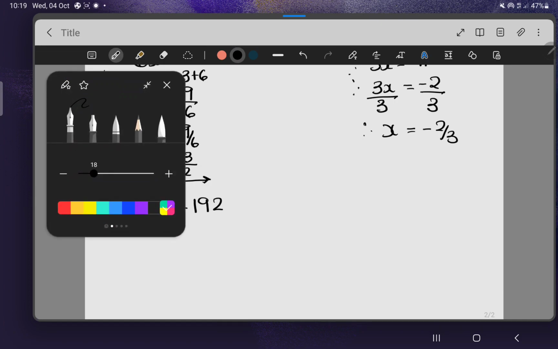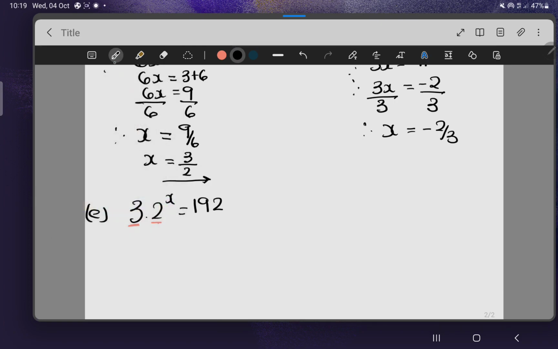divide everything. So that will be, we're dividing everything by 3. Then we have 2 to the power of x. Then you can use a calculator quickly. When you divide it by 3, you are going to get 64.